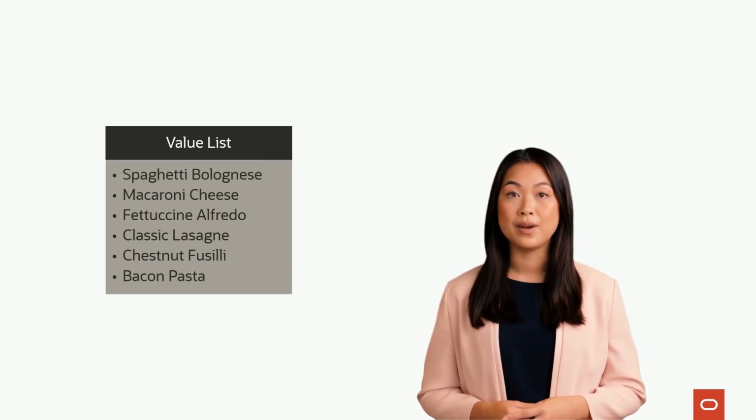Value list entities are predefined lists of values that can be used to group product categories or food options, for example, as we see here, and that can also consist of an object representation.